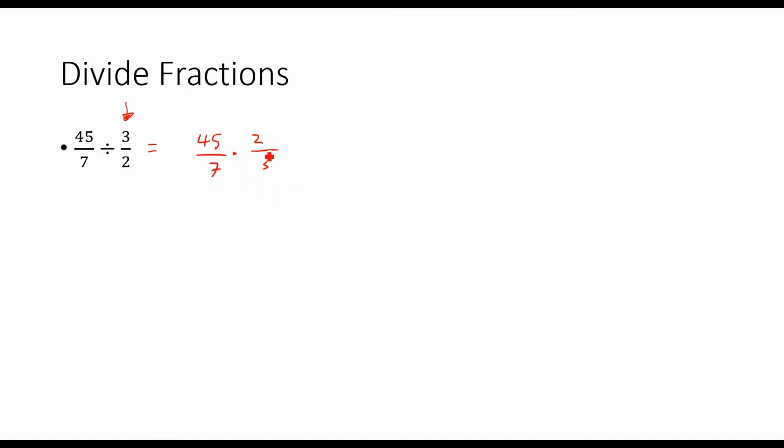And then if you think you can simplify at this point, you can go ahead. 2 and 7 don't simplify. 2 and 3 don't simplify. But 45 and 3, I think, do simplify. Let me see. Oh, 45 is 3 times 15. Okay, 3 times 15. We can cancel out this one. We can cancel out this one. We get 30 over 7. 15 times 2 is 30. 7 doesn't multiply onto anything, so we get 30 over 7.